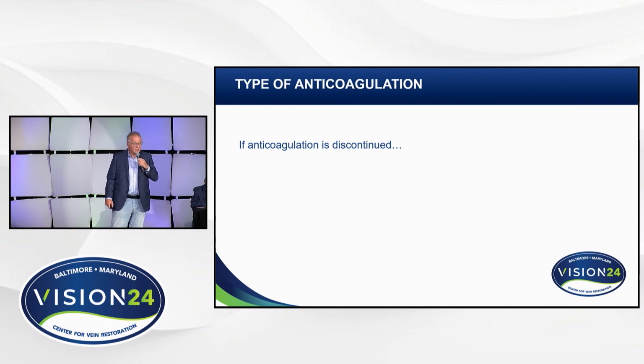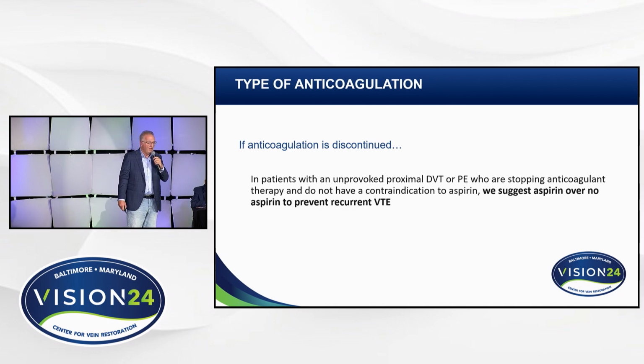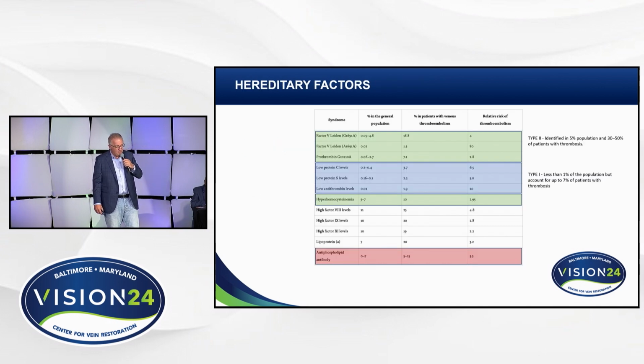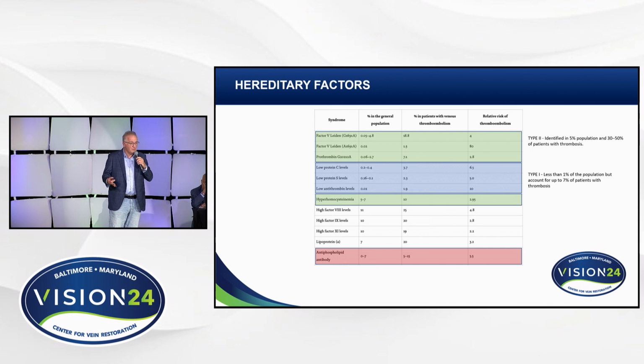So what do you do if anticoagulation is discontinued? Again, here, for patients with unprovoked events who stop anticoagulation and do not have a contraindication to aspirin, they suggest continuing aspirin in these patients. So aspirin really only plays a role here if the decision is that there's no value of secondary prevention with anticoagulation. Now, neither the chest guidelines, as I mentioned earlier, nor the hematology guidelines consider hereditary thrombophilia as a persistent risk factor, and they don't talk about what the long-term anticoagulation or secondary prevention in this group of patients is.